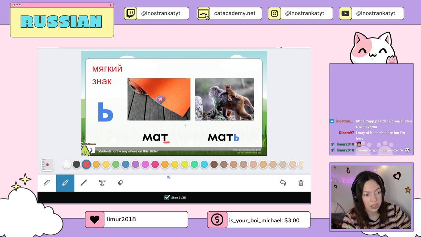But if we add this symbol, мягкий знак, we should make it much softer. Мать, мать, мама or mother. So here we have a mother monkey with her baby monkey. We have a yoga mat or we have a mom. So there is a difference. But you shouldn't actually worry because there is not much. I don't think there are so many words where the meaning will change much.